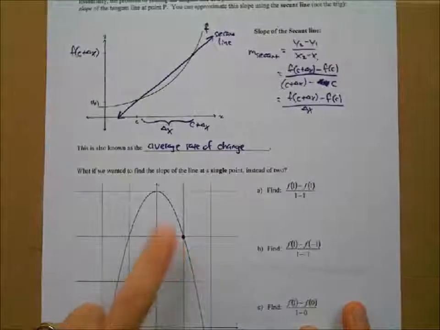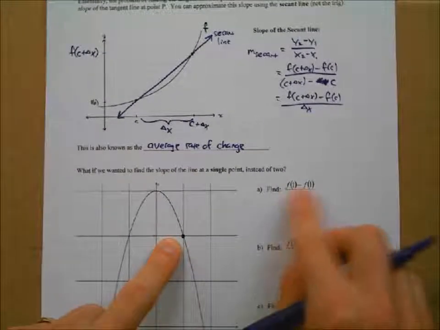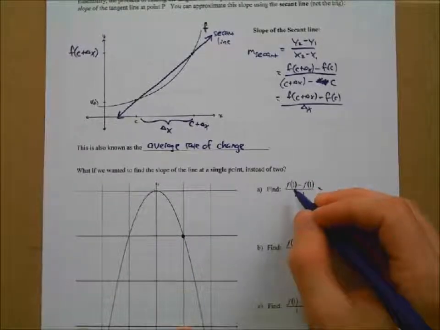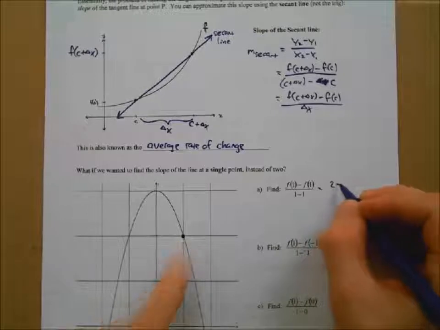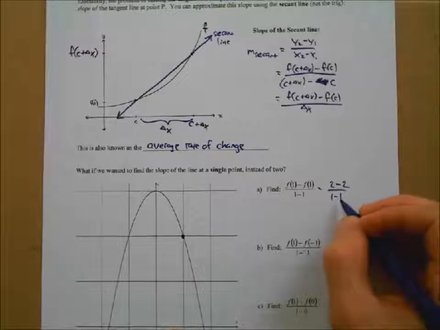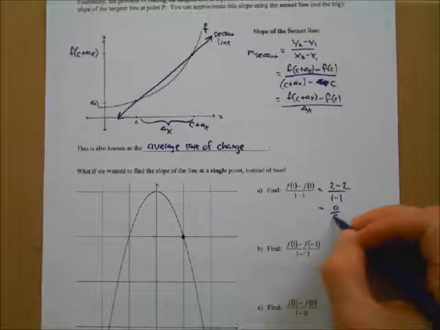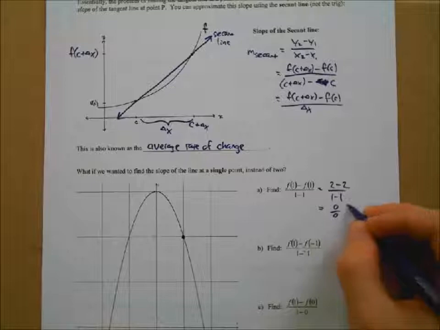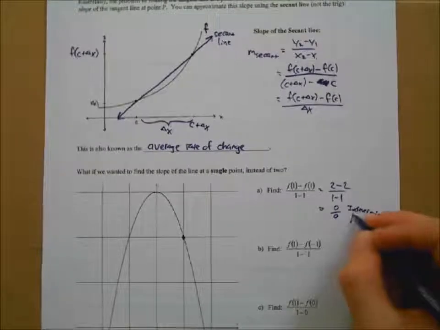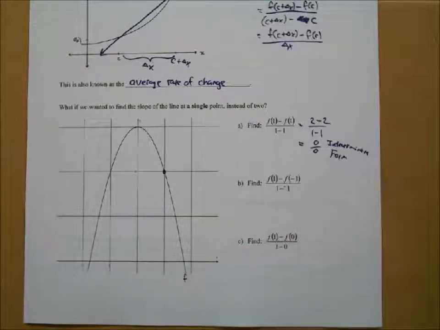But of course the problem is that when we go to do our slope, the y values, f of 1, well, here's 1. So f of 1 is going to give us 2. And then f of 1 again is going to give us 2. And then 1 minus 1 because of the x-coordinates there. And we end up with 0 over 0, and so that's indeterminate. So our slope formula fails us a little bit here. Trying to find the slope at a single point, we run into some issues. We use the slope formula and we get 0 over 0 indeterminate form.